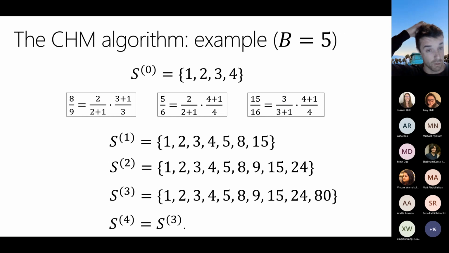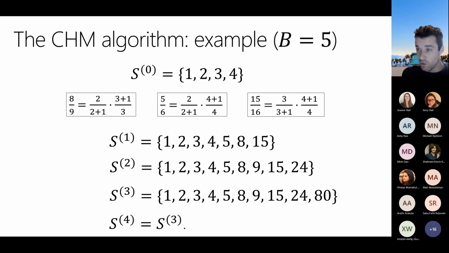So here's an example very quickly. When B equals 5, we write all the integers from 1 through to 4 in our set, and we test them using that formula on the previous slide. In this case, we go from S superscript 0 to S superscript 1 by finding 3 new instances. So we find T equals 5, T equals 8, and T equals 15. And we include those as the smaller numbers in our twins in the new set, S1.